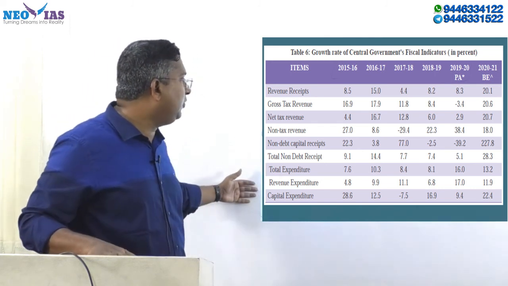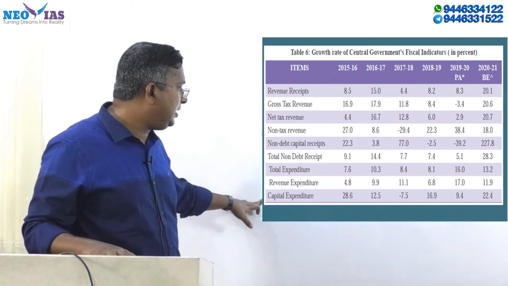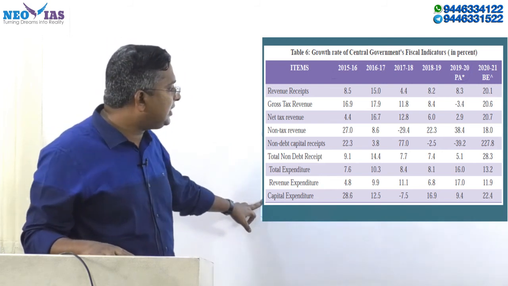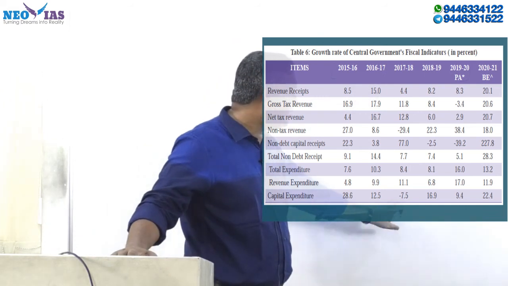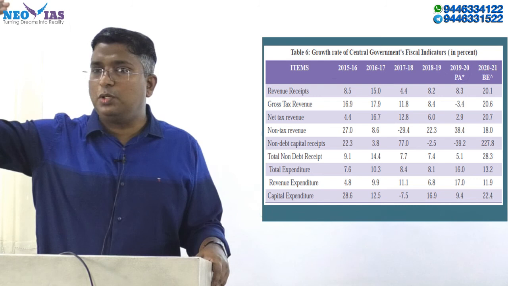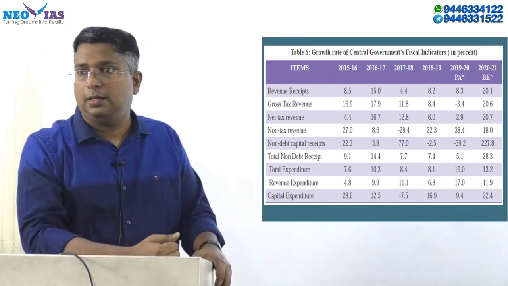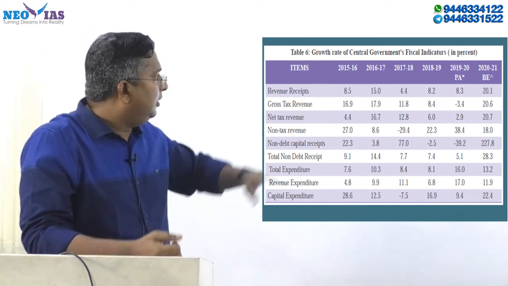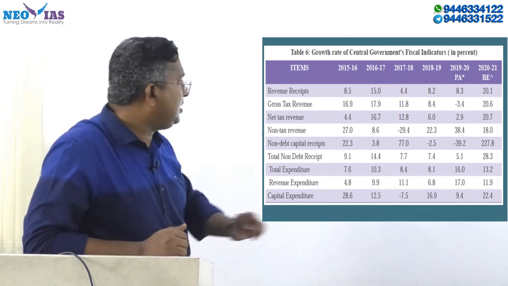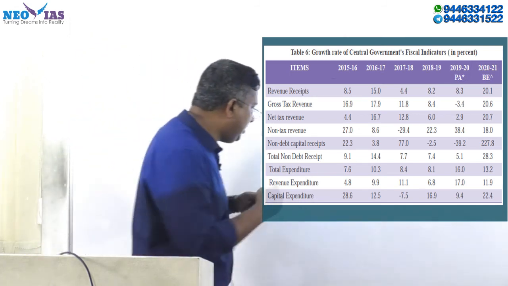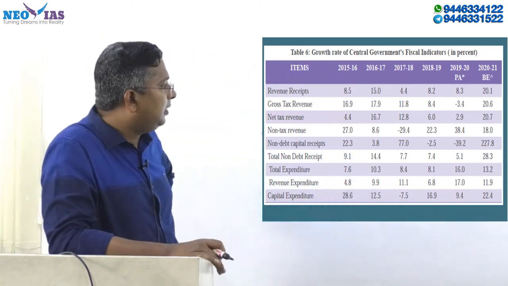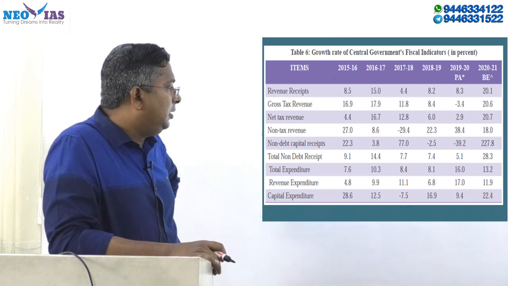Rest, not to worry. Then comes capital expenditure. Capital expenditure fell in the year 1718, this is a concern. So already the slowdown had started. The sign of slowdown is that in the financial year 1718, capital expenditure is having negative growth.